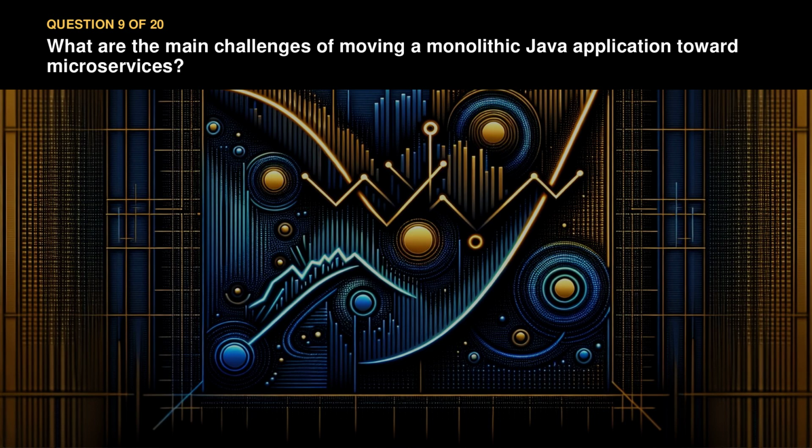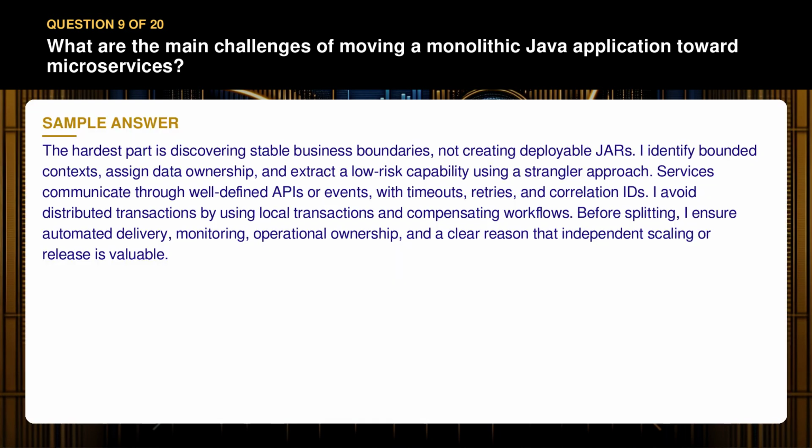Question 9. What are the main challenges of moving a monolithic Java application toward microservices? The hardest part is discovering stable business boundaries, not creating deployable jars. I identify bounded contexts, assign data ownership, and extract a low-risk capability using a strangler approach. Services communicate through well-defined APIs or events, with timeouts, retries, and correlation IDs. I avoid distributed transactions by using local transactions and compensating workflows. Before splitting, I ensure automated delivery, monitoring, operational ownership, and a clear reason that independent scaling or release is valuable.